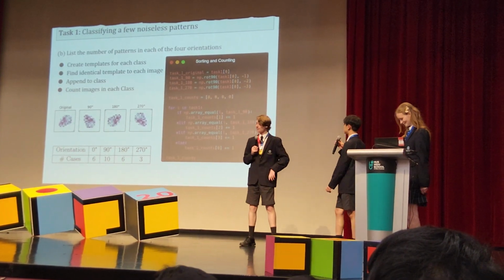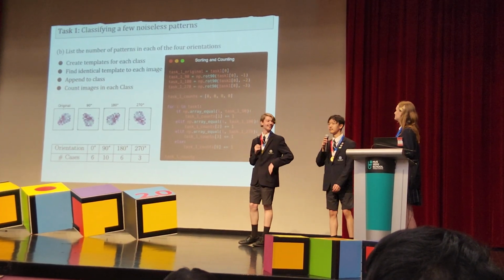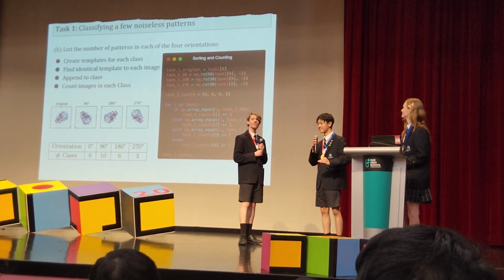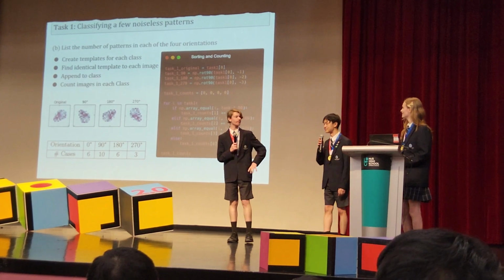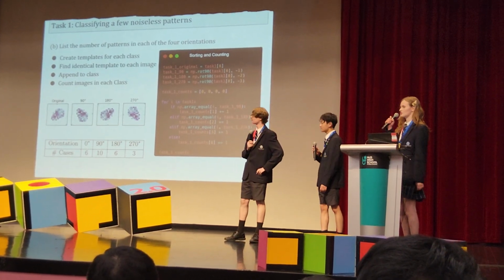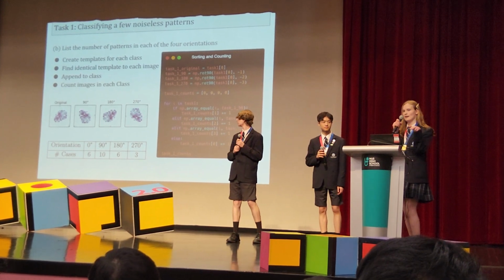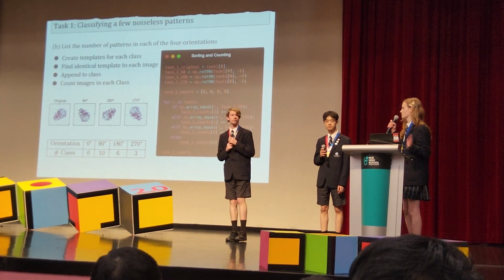So task 1b is to list the number of patterns, and this is basically just checking if each pattern in our array was equal to one of the 4 orientations. And the reason you can just check for equality is because there's no noise. So every pattern is identical to one of the rotated versions of the master image.